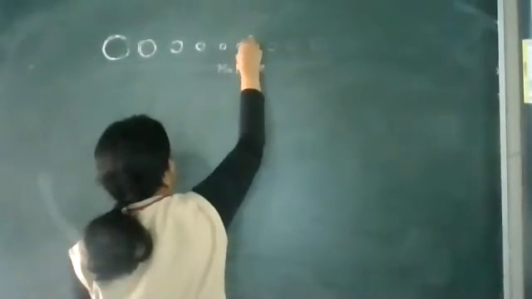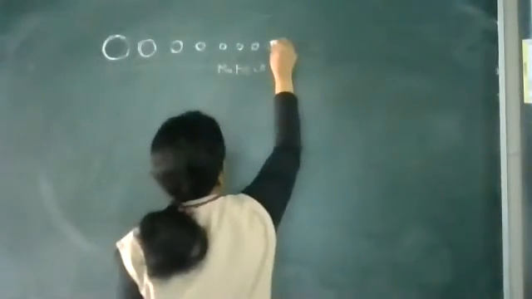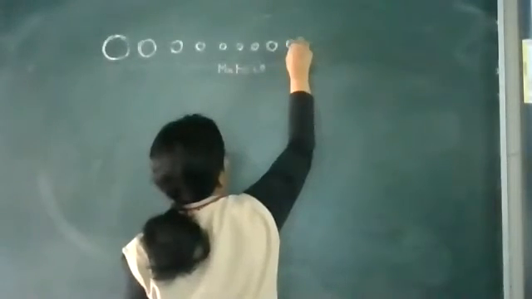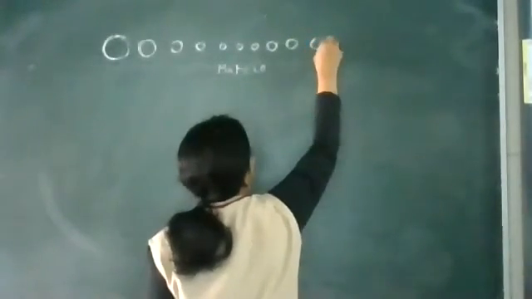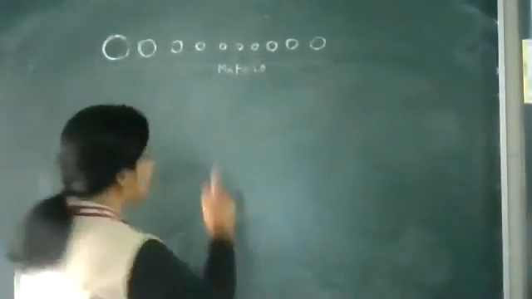Mn, Fe and Co have almost similar size. Then the size is increasing slowly. So Mn, Fe, Co, then you can write.